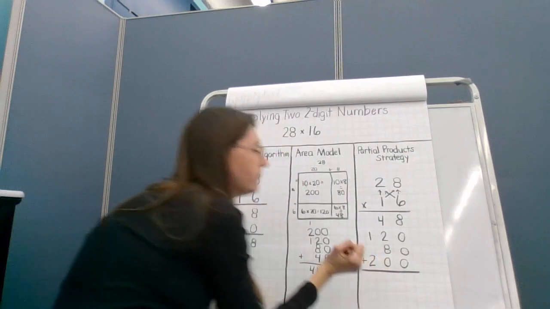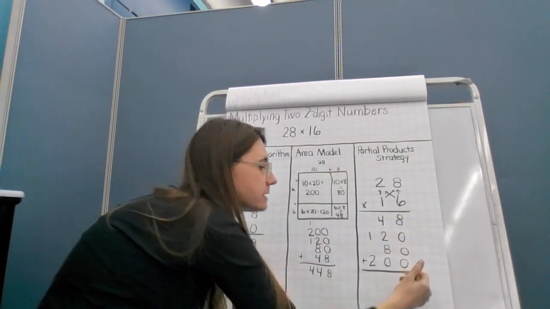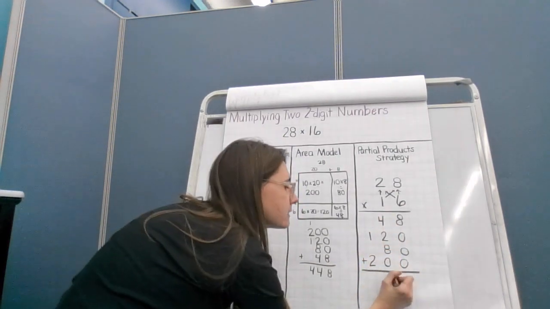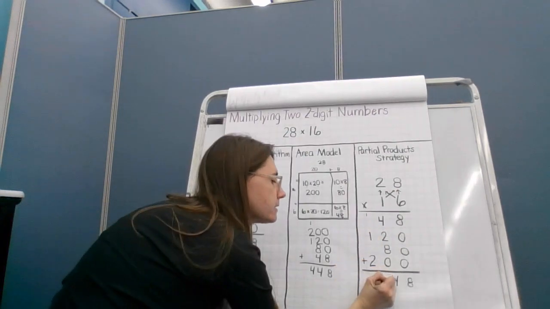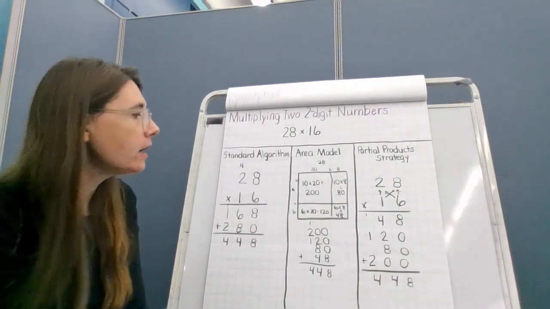Take those parts, the partial products, add them together. So 8 plus 0 plus 0 plus 0 is 8. 4 plus 2 plus 8 plus 0 is 14. And 1 plus 1 plus 2 is 4. We've got 448 in that strategy as well.